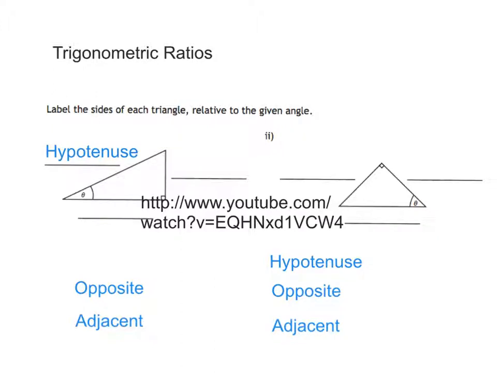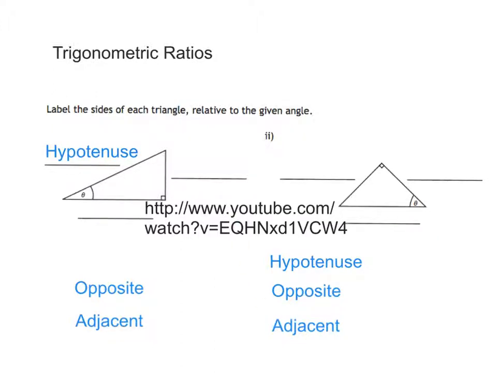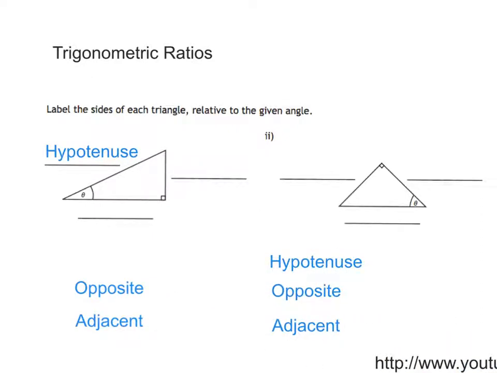Right angle's over here. Hypotenuse is across from it, opposite the right angle. So on this one, is this the hypotenuse over here? No. No? This? No. So it must be this? That's the hypotenuse. You can tell because here's the right angle and directly across from it is the hypotenuse.